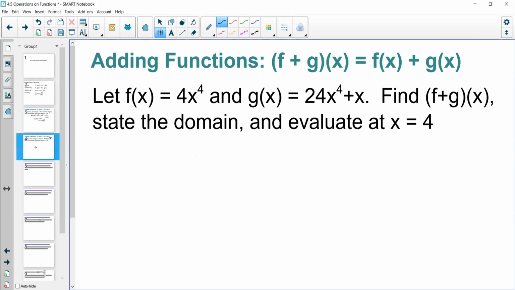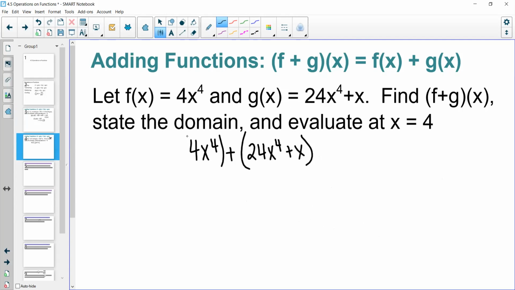Let's look at one more example of adding functions. In this case, we've got two polynomials. We're going to add the polynomial f of x, which is 4x to the 4th, and g of x, 24x to the 4th plus x. And then we're going to find its domain and evaluate it. So let's take a look here. We've got 4x to the 4th plus 24x to the 4th plus x.